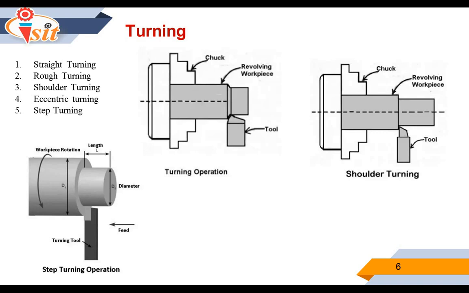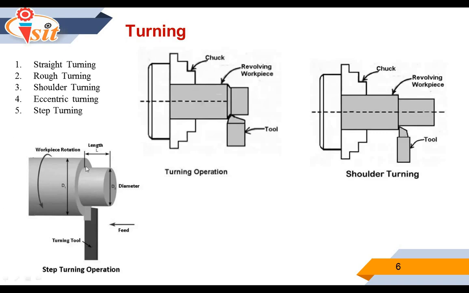Now, in turning there are straight turning, rough turning, shoulder turning, eccentric turning and step turning operations. We will see one by one what happens in these different turning operations. First, straight turning.